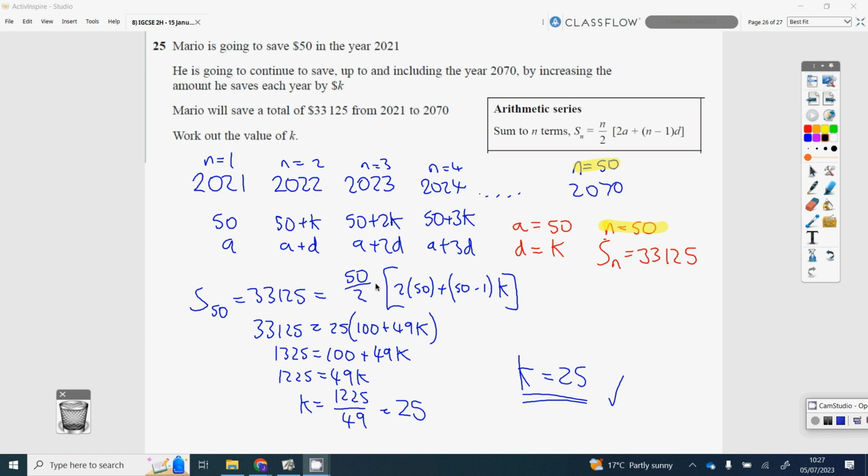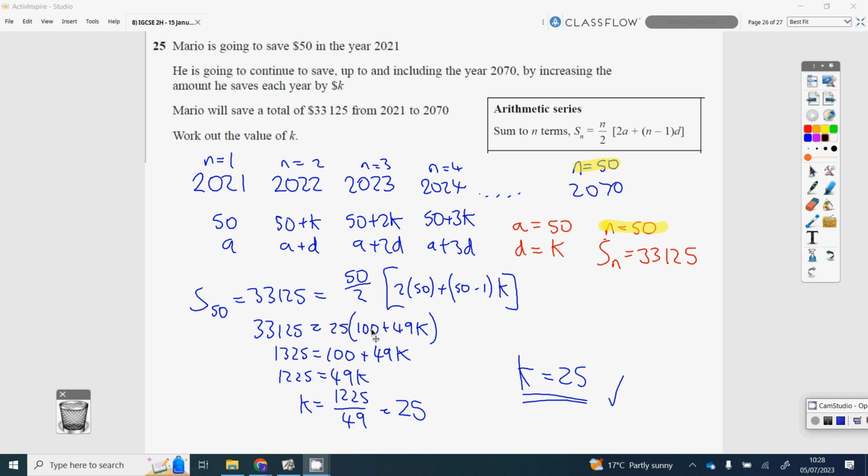So just popping all of this into this given equation from the front of the exam. It's in the formulae that are given. We get this, and it's then just processing the algebra. From then onwards, it's pretty straightforward for a difficult question. Okay, so we've got our sum to N, 33,125. Our N is 50. Our A is also 50. N minus 1, 50 minus 1 is going to be 49, and our D is K.